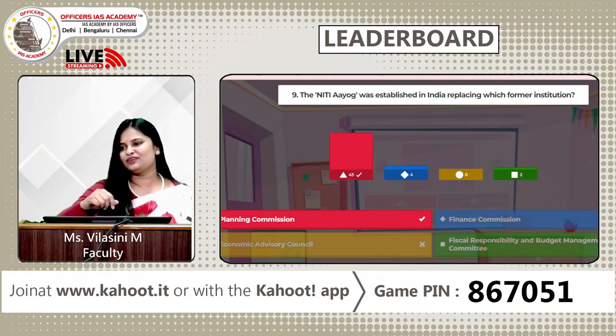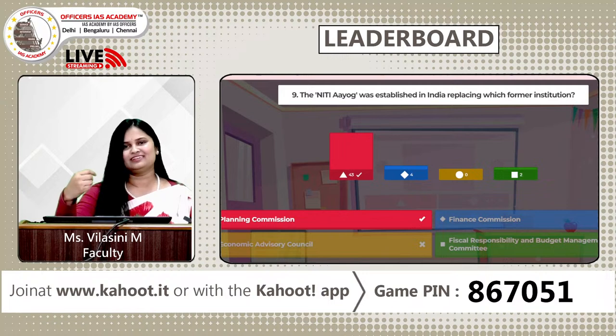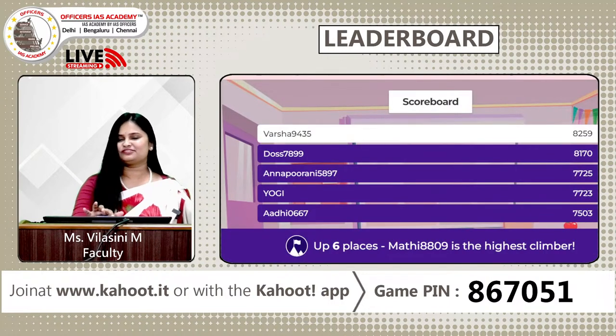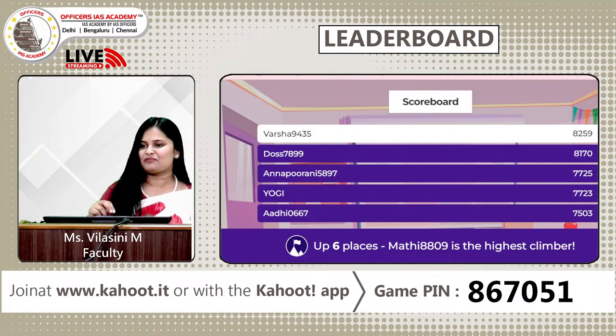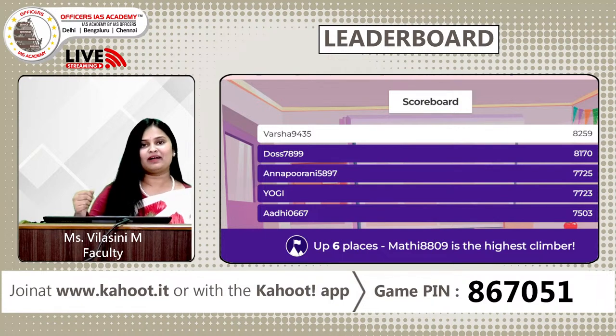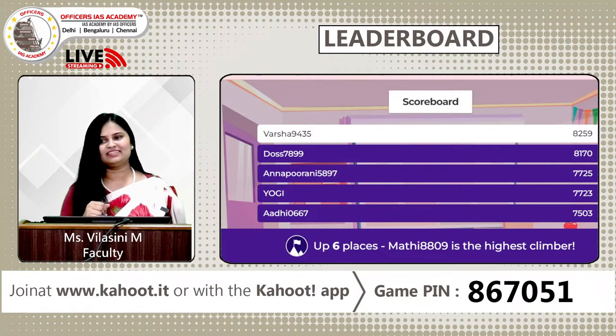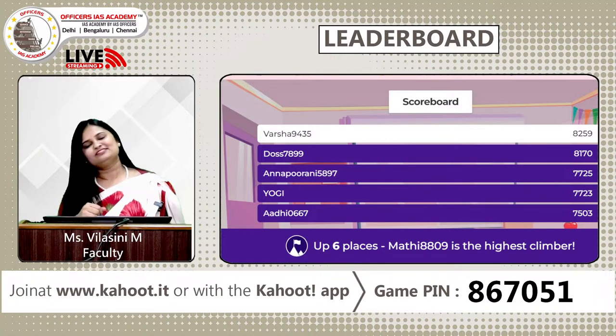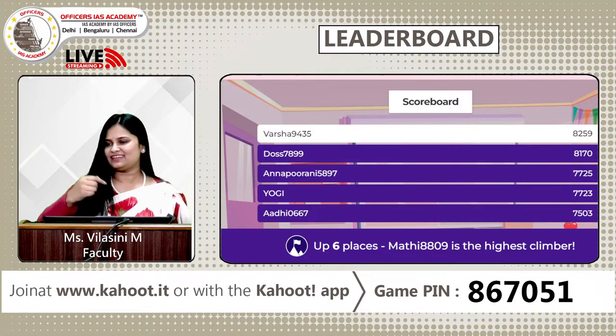And now let us take a look at the leaderboard for this particular question. So going forward, looking at the scores, Vasha, you remain the undefeated champion. Great going. And followed by that is Das, and below that we have Annapurni. So here, Mati has moved up by 6 places. Great going, Mati. So try coming in the top 6 too. Fine. So going forward, let's take a look at the next question for the day.